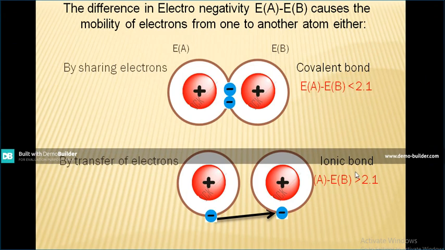In other words, in chemistry, we have two types of bonds. The first one is the covalent bond. It happens between two atoms where their difference in electronegativity is less than 2.1, and the ionic bond happens between two atoms where their difference in electronegativity is higher than 2.1.